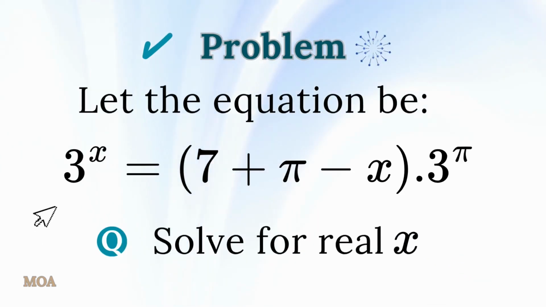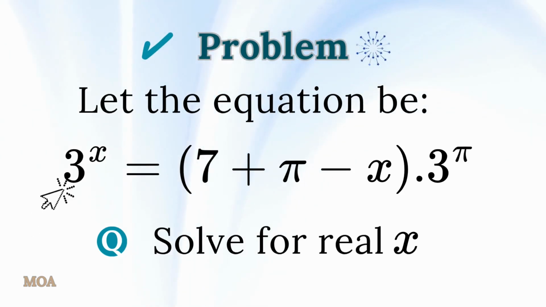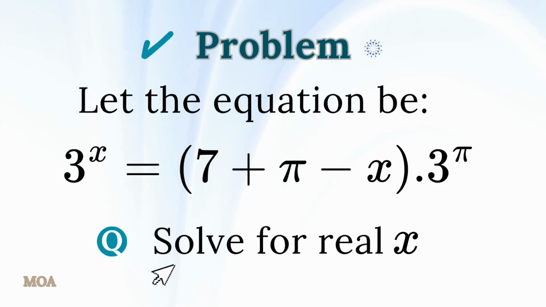Here is our problem statement. Let the equation be 3 raised to the power x equals 7 plus pi minus x multiplied by 3 raised to the power pi. Solve for real x.